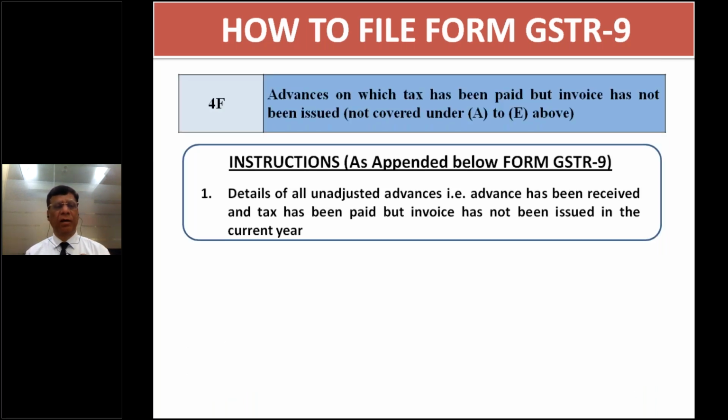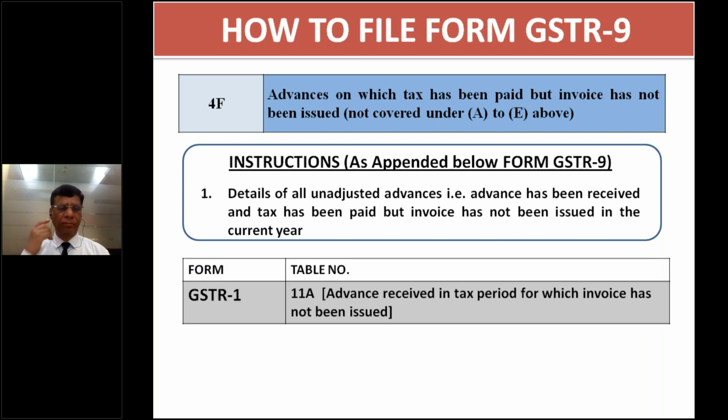4F, advances on which tax has been paid but invoice has not been issued, not covered under A to E above. Details of all unadjusted advances. Advance has been received and tax has been paid, but invoice has not been issued in the current year. Categorical instructions are given by the lawmakers, so we have to follow these instructions while filling up this form.